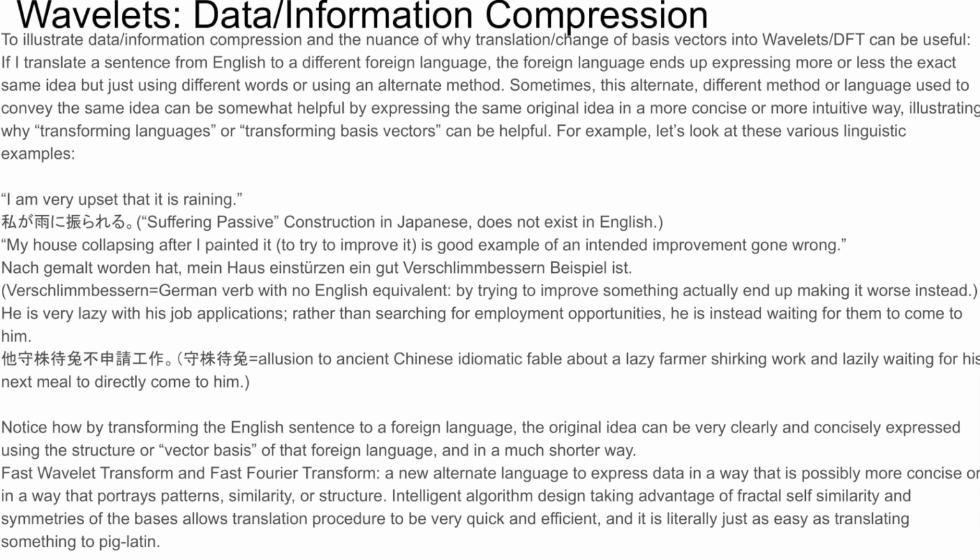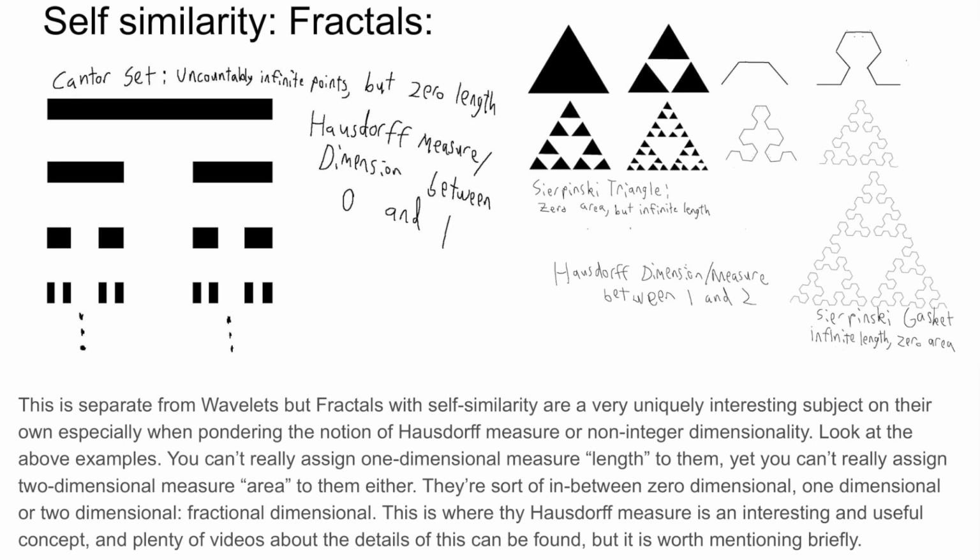Intelligent algorithm design taking advantage of fractal self-similarity and symmetries of the bases allows the translation procedure to be very quick and efficient, and it is literally just as easy as translating something to Pig Latin, if you know what that is. This is separate from wavelets, but fractals with self-similarity are a very uniquely interesting subject on their own, especially when pondering the notion of Hausdorff measure or non-integer dimensionality.